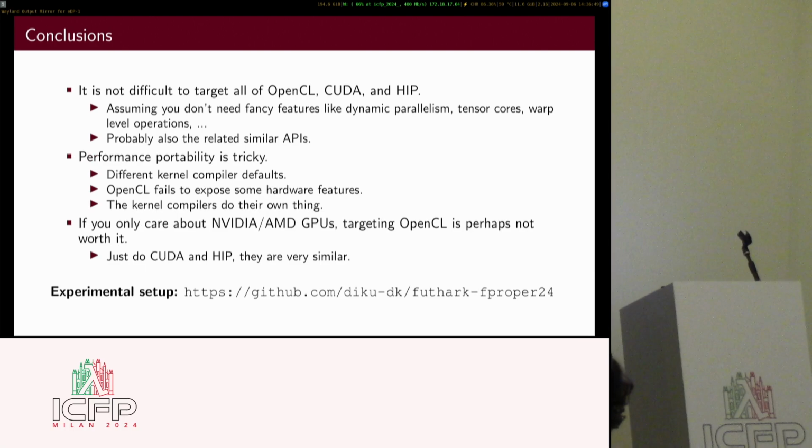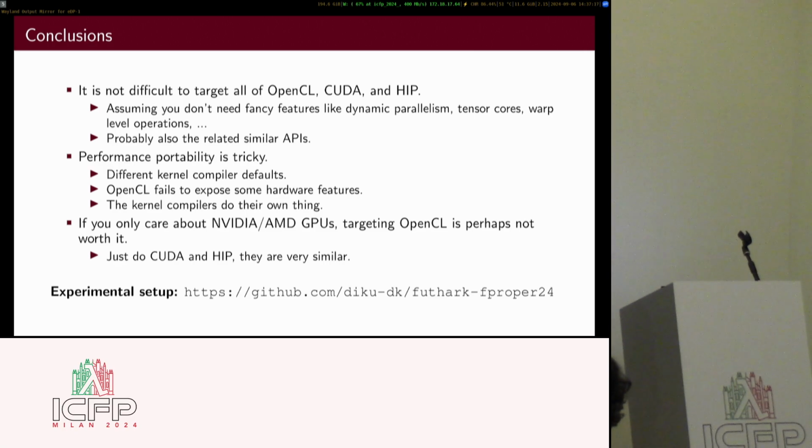But performance portability remains tricky. Part of that is that the different kernel compilers have different defaults. Also, OpenCL does not expose some hardware features, and the kernel compilers themselves are millions of lines of code. They all have LLVM with hacks inside of them, so who knows what's going on? I mean, for AMD, you can actually figure out what's going on because it's a full open source stack, but again, it's millions of lines of C++, so you can ask the question, but you also have to find the answer yourself.